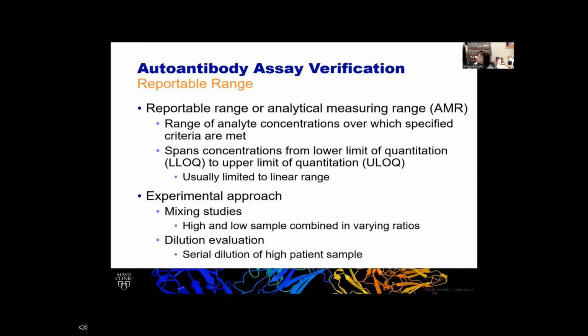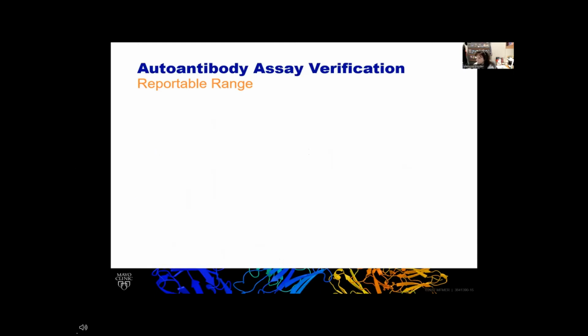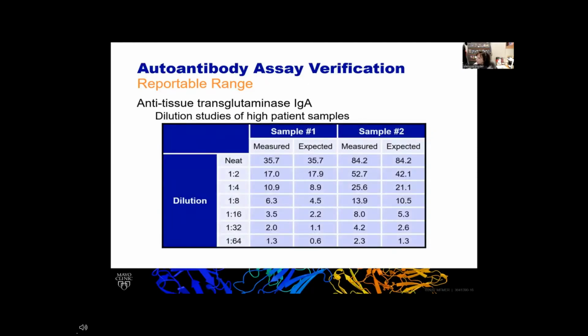What I'd like to do is show you some data from some actual verifications that we've performed in my laboratory, showing these different approaches and how they may differ, and the different types of data that you might see. So first, I'll show you some reportable range data from tissue transglutaminase IgA antibody testing. And these were dilution studies that we performed using high patient samples. And we started with two different patient samples, one with a 35.7 result and one with an 84.2. And then we did twofold serial dilutions, which are shown down the column here.